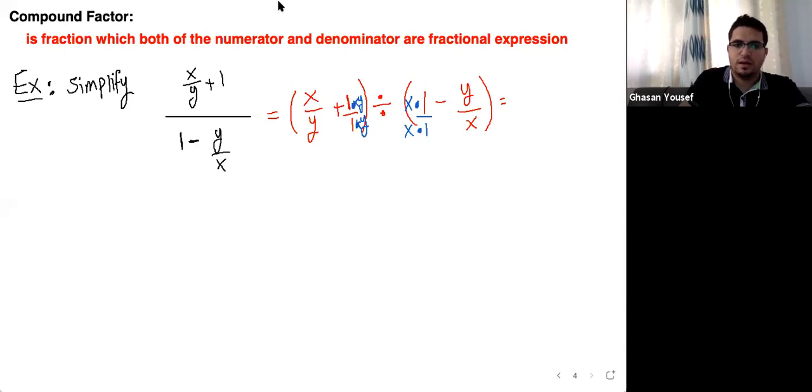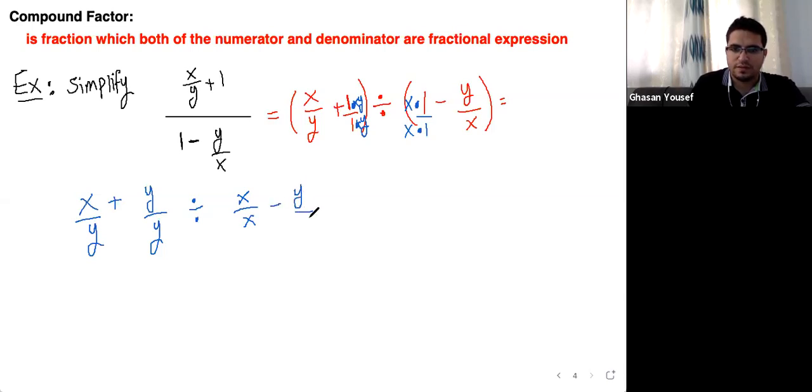So now I can get x over y plus y over y in the second fraction, dividing by x over x minus y over x. Here I get a question, I'm confused. So again, I'm going to simplify.